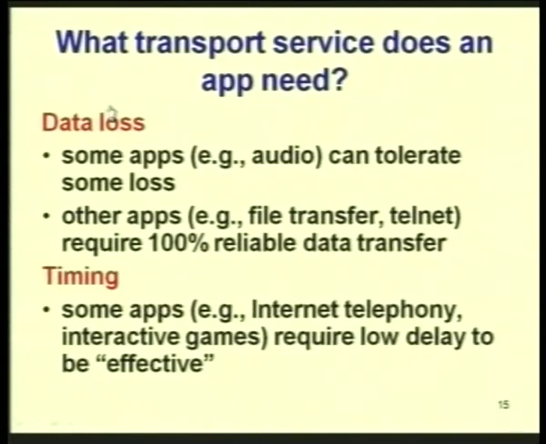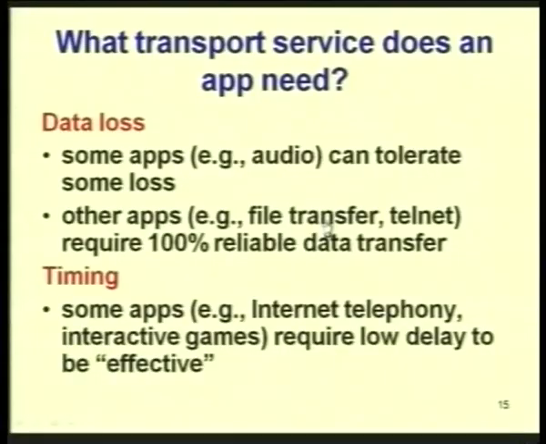If you look at what the application expects, there are three aspects that we need to look at. One is data loss, that is, some applications can tolerate some loss. There are other applications which require 100% reliable data transfer. An example of an application which can tolerate some data loss is an audio related application. When you are speaking, even if there is a loss of a few bytes of data, you will still be able to recover the data. On the other hand, in an application like file transfer or a telnet application, every single byte needs to be transferred to the other side. So you need 100% reliable data transfer. So data loss is one aspect that we need to look at.